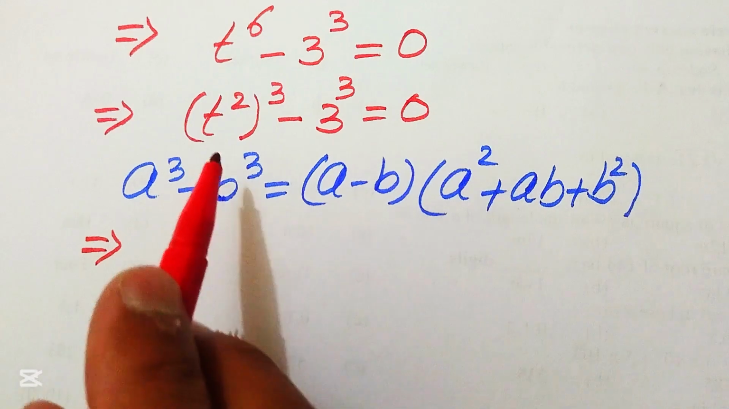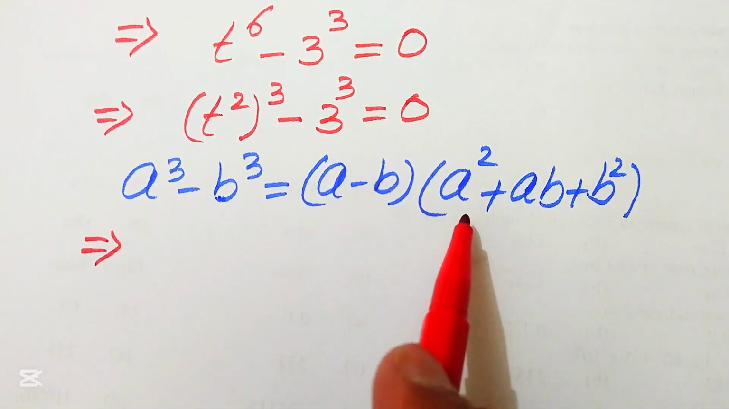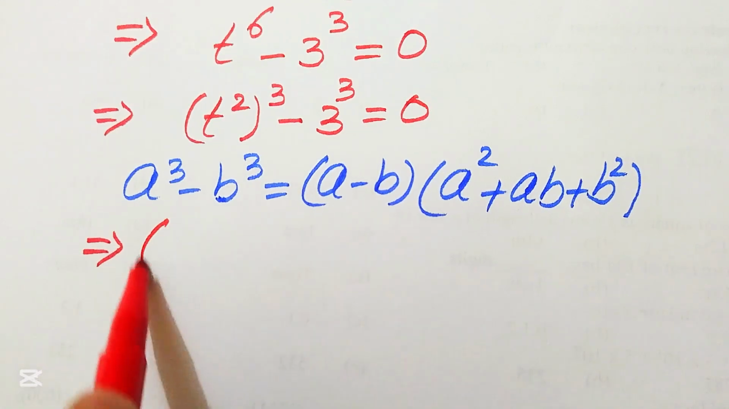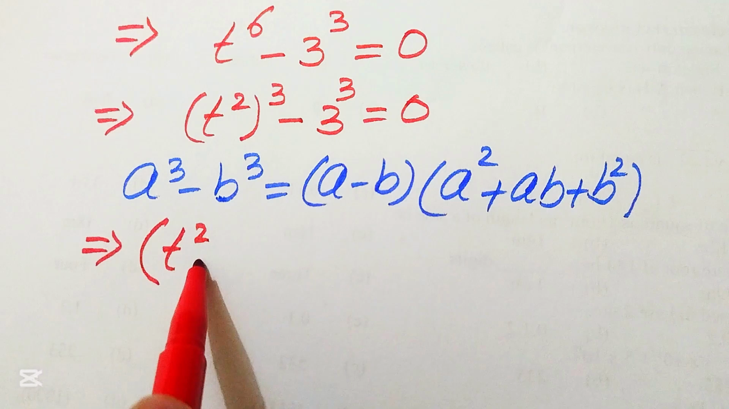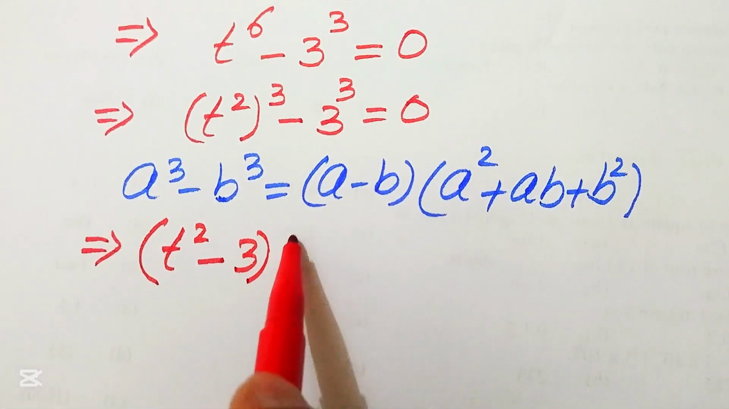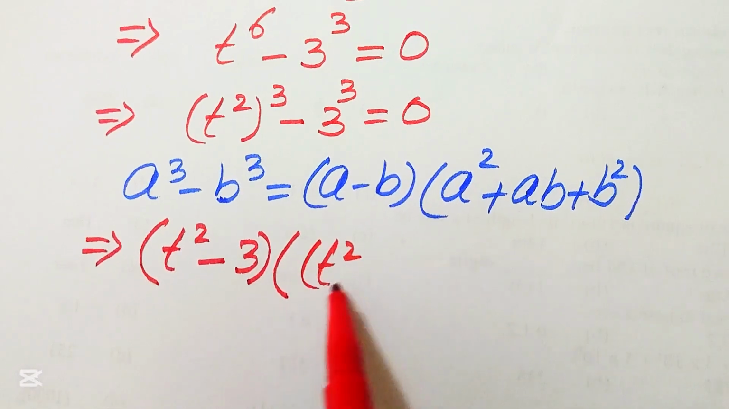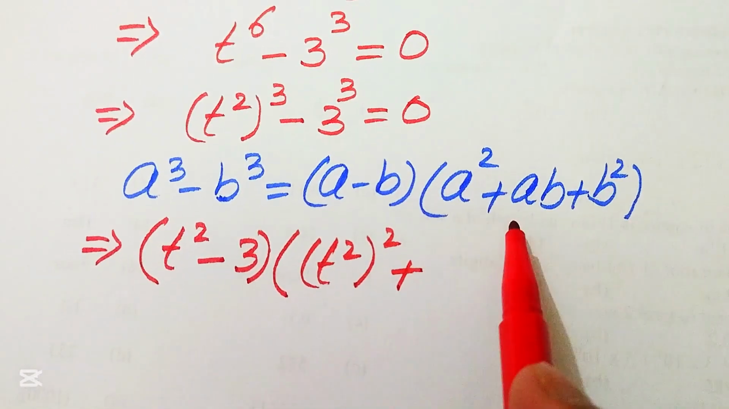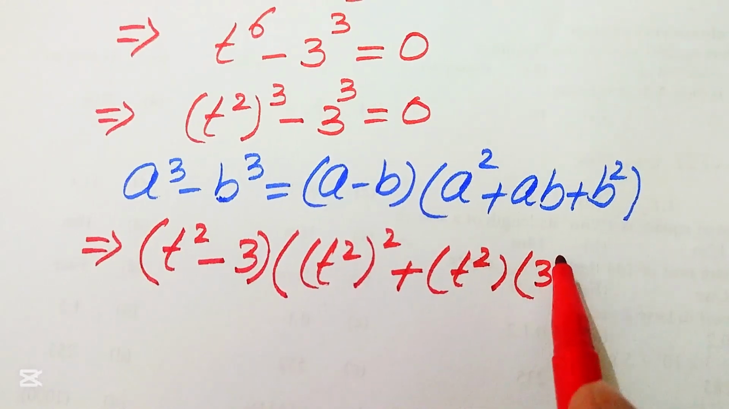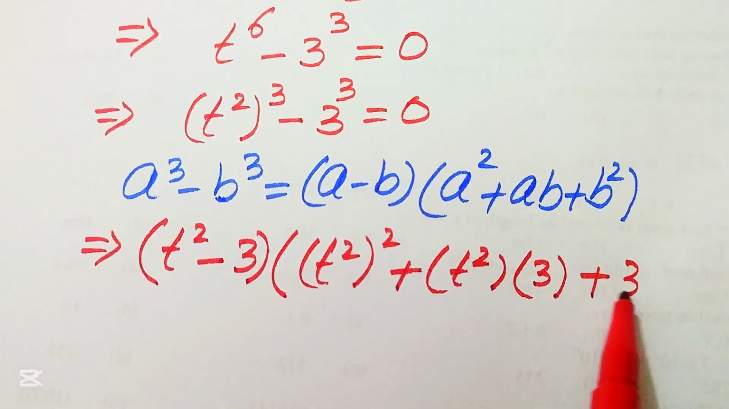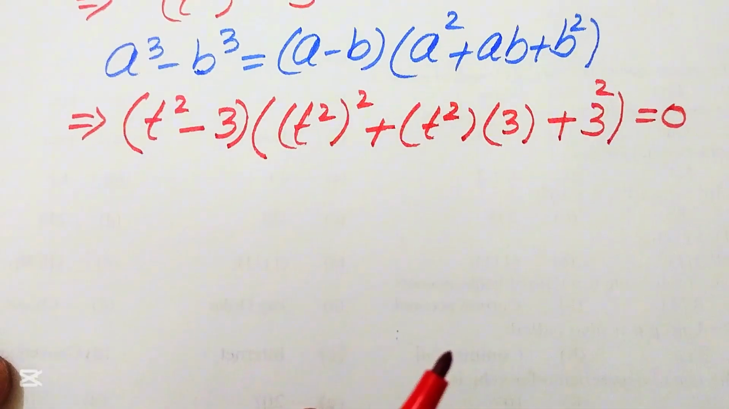So according to this cubic formula, we will write our above equation in this form. Here our a is t squared and our b is 3. So we can put these two values in this formula, and it will be written as: first a minus b, here our a is t squared minus our b is 3, into a squared, here our a is t squared and its whole square, plus ab, again a is t squared and b is 3, plus b squared, b is 3 squared, and this whole equals 0.